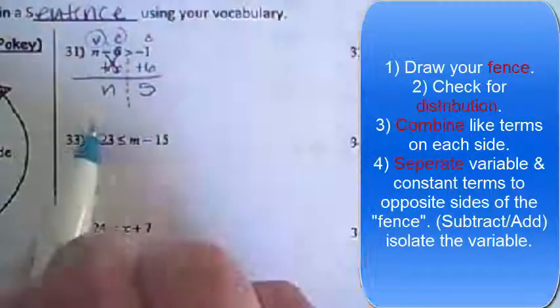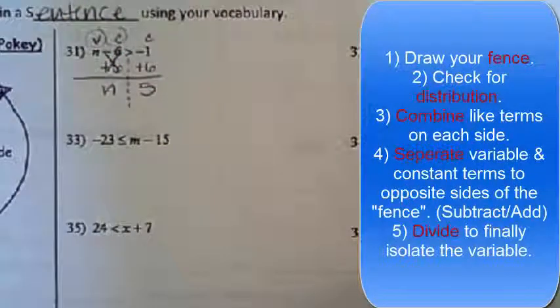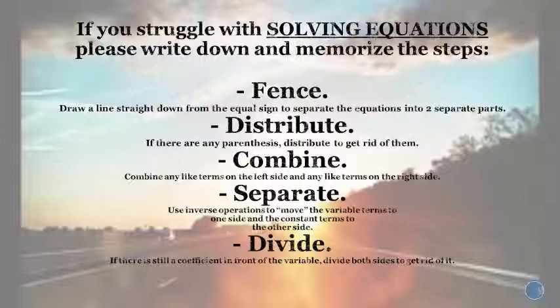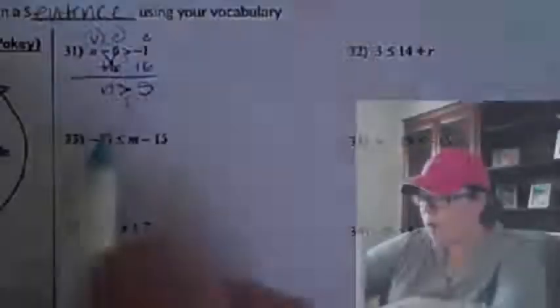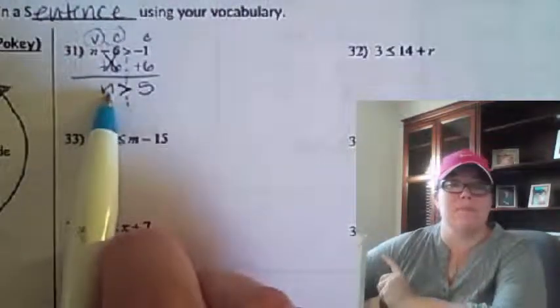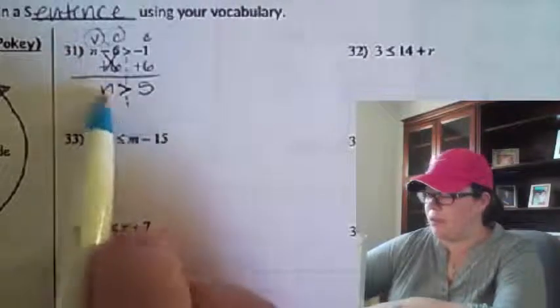So subtract and add first till they're on their own side. Then it's time to divide. But we don't have any division, so we just bring our sign down and we are done. Order because the variable comes first. Remember, that always has to be the case. So if it doesn't work out this way, then you need to rewrite it for the variable to be first.